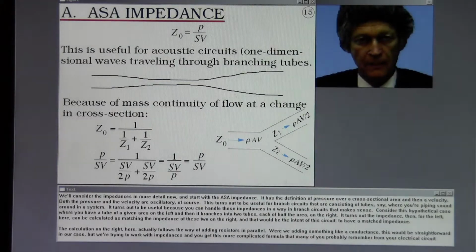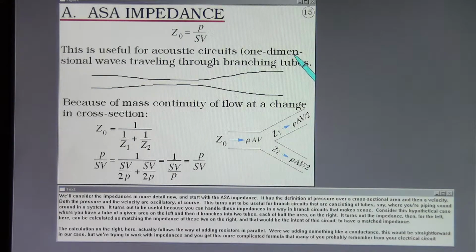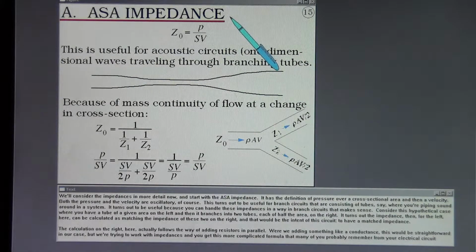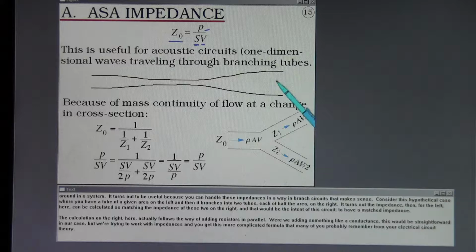We'll consider the impedances in more detail now and start with the ASA impedance. It has the definition of pressure over a cross-sectional area and then a velocity. Now both the pressure and the velocity are oscillatory, of course. This turns out to be useful for branch circuits that are consisting of tubes, say, where you're piping sound around in a system. And it turns out to be useful because you can handle these impedances in branch circuits in a way that makes sense.